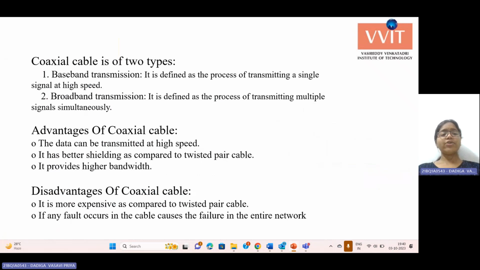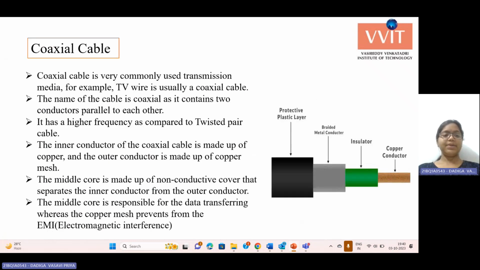Now let's move on to the second type, that is coaxial cable. The coaxial cable is a very commonly used transmission media. For example, a TV wire is usually a coaxial cable. Here you can see the TV wire in your home daily, and that is a type of coaxial cable. The name of the cable is coaxial as it contains two conductors parallel to each other.